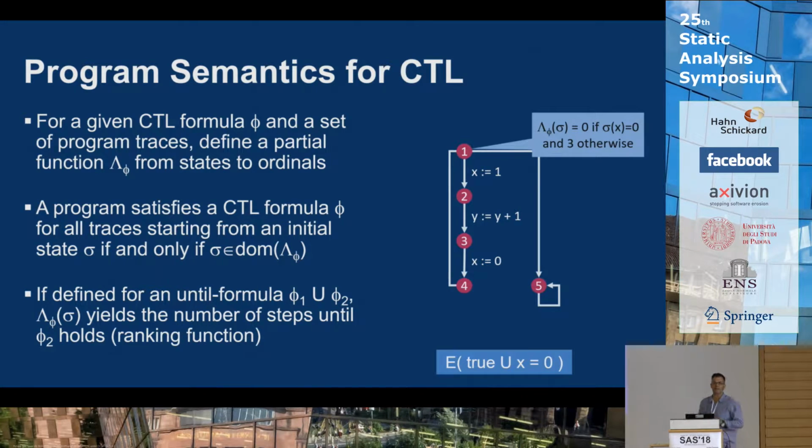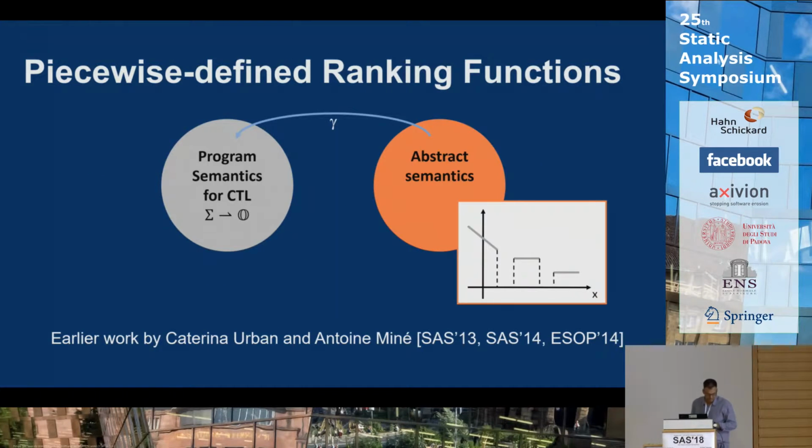And now we have a concrete semantics that gives us the precise characterization of whether our program satisfies a CTL property or not. The goal is to define a static analysis that approximates that concrete function such that we can build a static analyzer. So here's how we do that. As an abstract domain, we use piecewise defined ranking functions. That's a domain that has been developed earlier by Katharina Urban and Antoine Miné. There are a couple of references here.